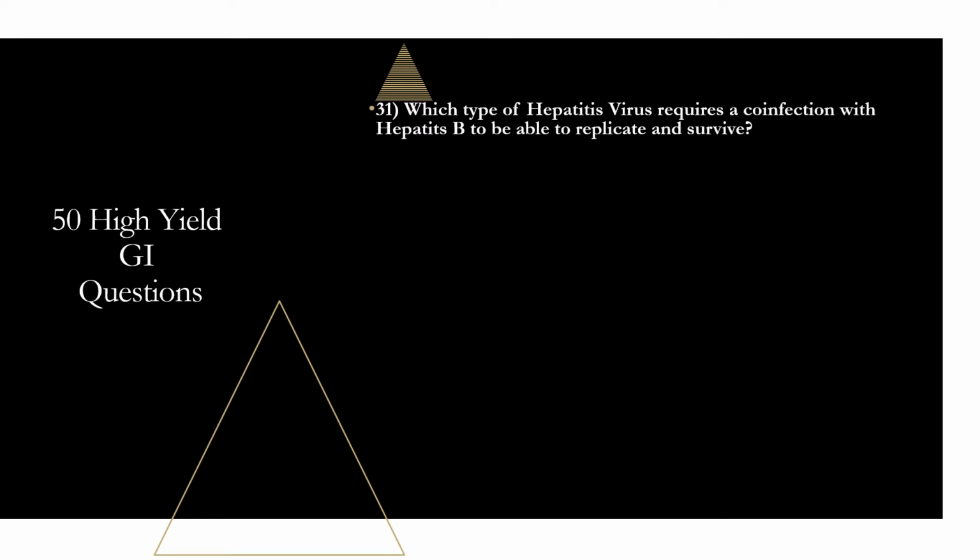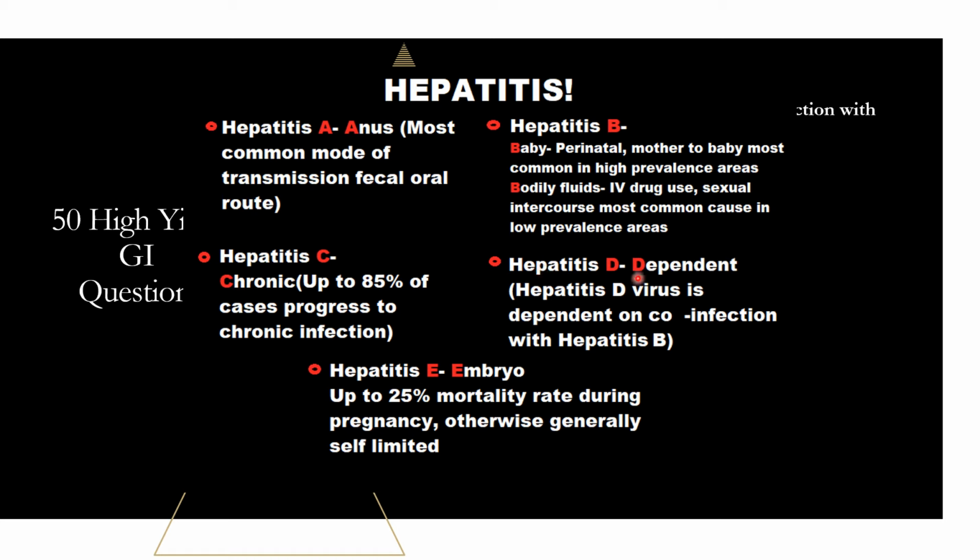Question 31, what type of hepatitis virus requires a co-infection with hepatitis B to be able to replicate and survive? So that's going to be hepatitis D. And the way that I remember that is I remember hepatitis D is dependent. It's dependent on B to survive and replicate. So that's what I remembered about hepatitis D.